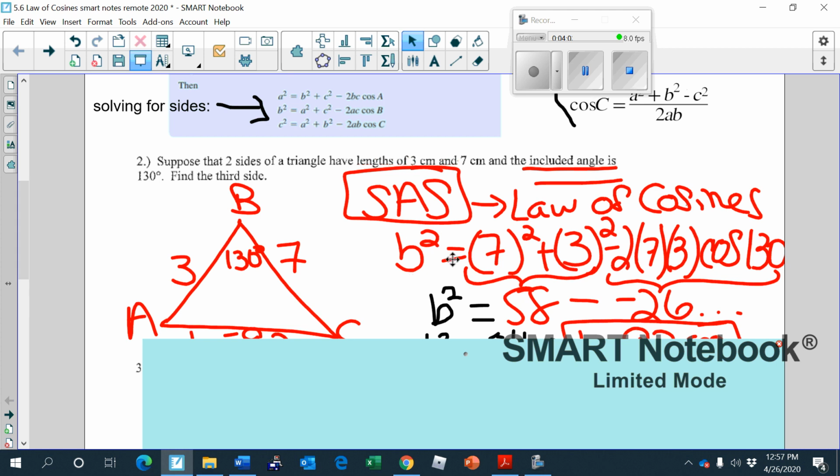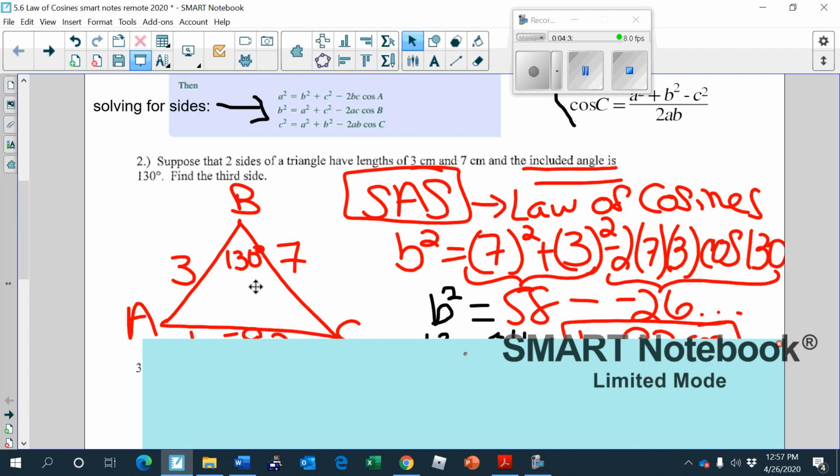So I said b squared equals 7 squared, that's the a, plus 3 squared, that's the c, minus 2 times a, which is 7, times 3, which is c, times the cosine of angle B. So the cosine of 130 degrees. Okay? I know the formula seems a little bit confusing, but if you just take a look back into what you're plugging in, make sure you label everything, your A, your B, and your C. And I think that will be easier for you.